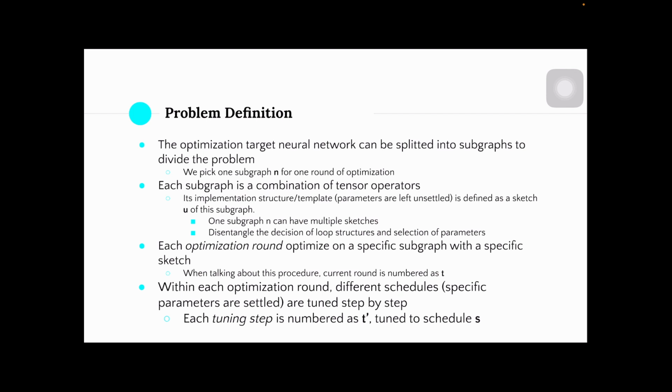And this is to disentangle the decision of the loop structures from the selection of the actual parameters. Each optimization round optimizes a specific subgraph with a specific sketch. When talking about this procedure, the current optimization round is numbered as T. Within each optimization round, different schedules are tuned step by step. So in this phase, the specific parameters are settled. Each tuning step is numbered as T prime, and the current tuning schedule is denoted as S.